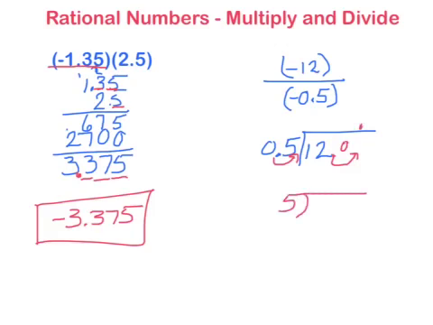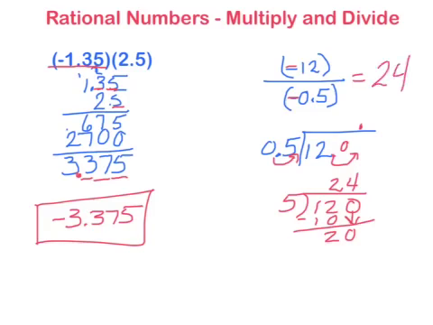5 into 120. So 5 doesn't fit into 1, but it fits into 12 2 times. 2 times 5 is 10. Subtract down. Bring down your 0. So you want to go until you hit your decimal. Goes in 4 times. Now again, we're going to go back up here and look. We have a negative divided by a negative, so we know this is a positive 24.